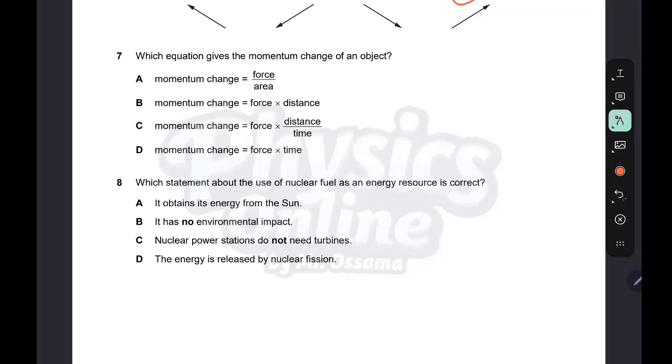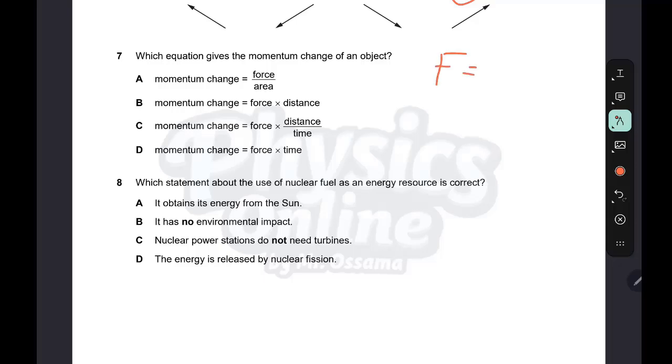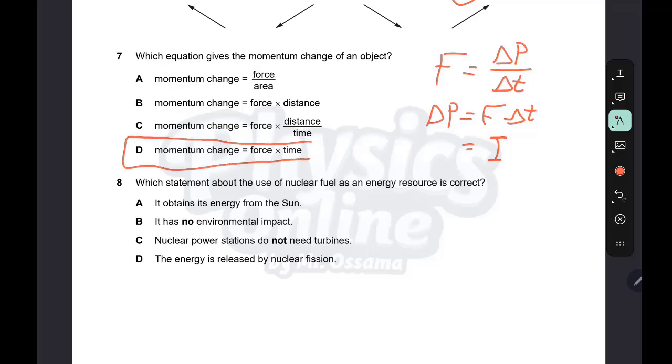Which equation gives the momentum change of an object? We know that force is the rate of change in momentum. So change in momentum equals force times delta t, which also equals the impulse. Okay, so the momentum change is force times time.